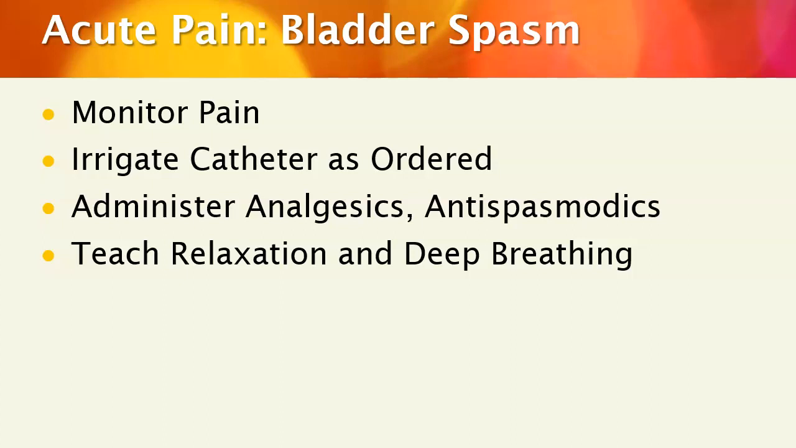After prostate surgery, one of the things that you have to be monitoring for is acute pain related to a bladder spasm. So we're going to be monitoring that pain. And remember, like I said, a lot of times these patients are going to have CBI set up, or continuous bladder irrigation. And sometimes with that, they get clots. So you may have to irrigate the catheter as ordered. We will administer analgesics. There is a drug class called antispasmodics, which actually reduces the amount of bladder spasms. And we want to teach our patient relaxation and deep breathing so that they can breathe through the pain or breathe through the spasm when it's actually happening.